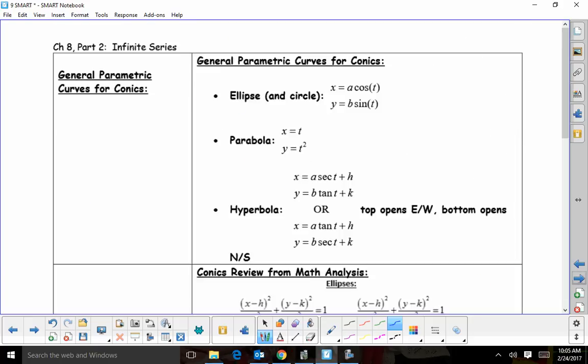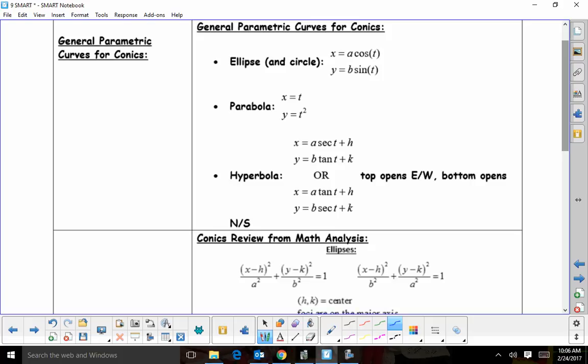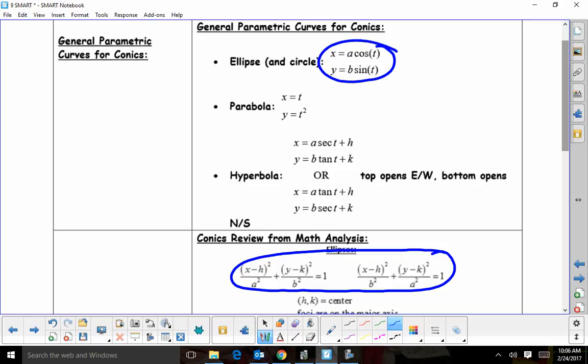Okay, so this is not AP, but it's a lot of fun just to see. It preps you for college. So, yeah. General parametric curves for conics. I know conics are always the favorite. So, you have an ellipse set up in parametric that looks like this. An ellipse set up in rectangular looks like this. They're both ellipses.